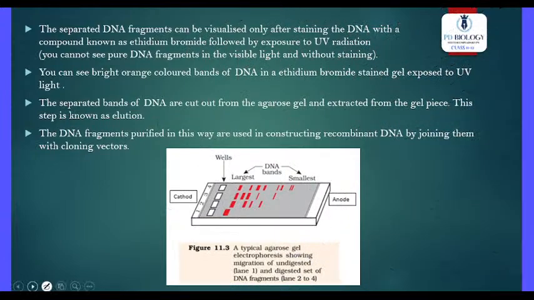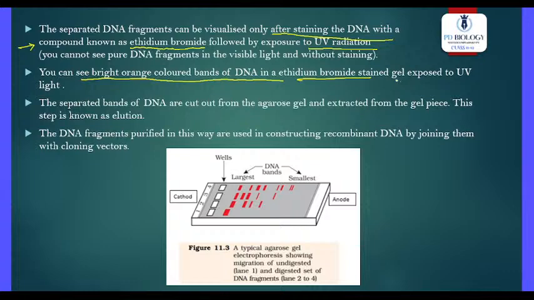Now the separated DNA fragments from gel electrophoresis can be visualized only after staining the DNA with ethidium bromide. Very important. Frequently asked question. Ethidium bromide followed by exposure to UV radiation. You can see the bright orange colored bands of DNA in ethidium bromide stained gel exposed to UV light.